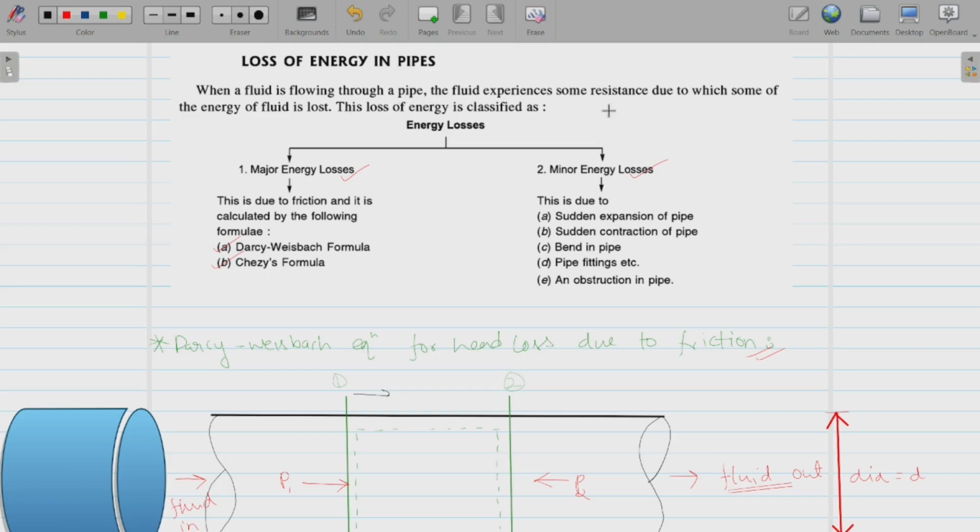The fluid experiences some resistance, due to which some of the energy of the fluid is lost. It's mainly classified as the major energy losses and the minor energy losses. The major energy losses are due to the friction of the pipe wall, right? And they can be calculated using the Darcy-Weisbach formula or Chezy's formula. And the minor energy losses you can see here.